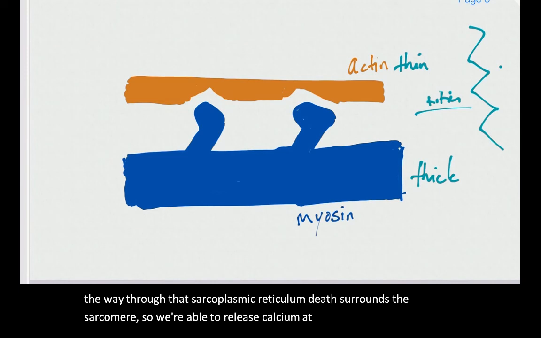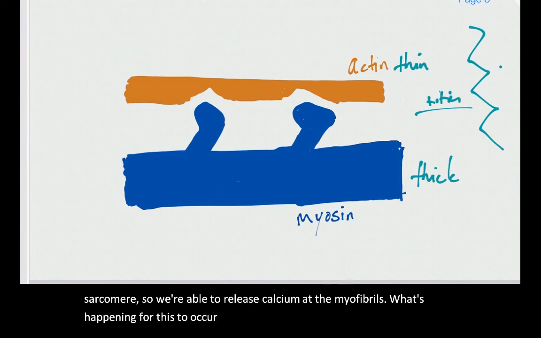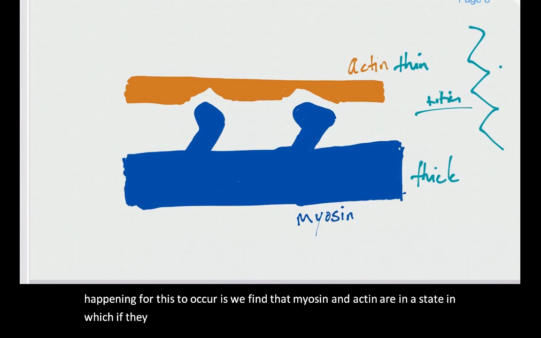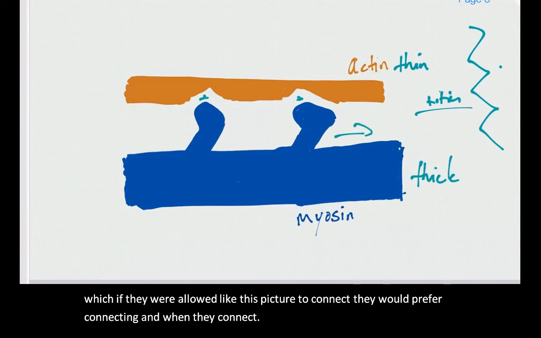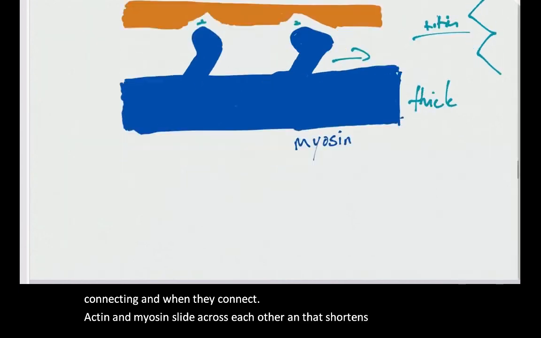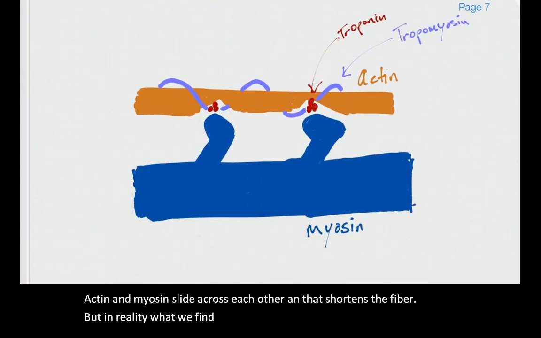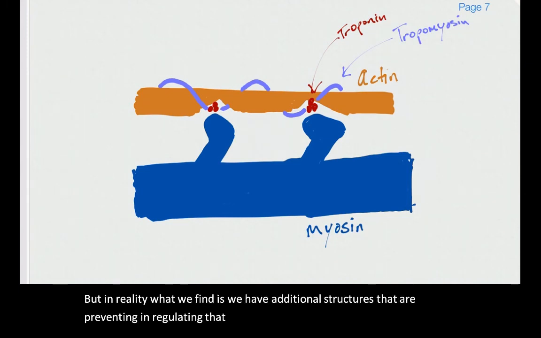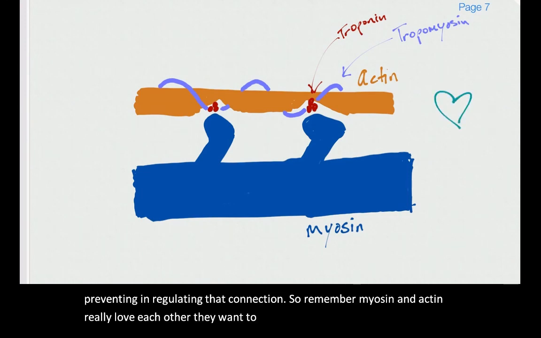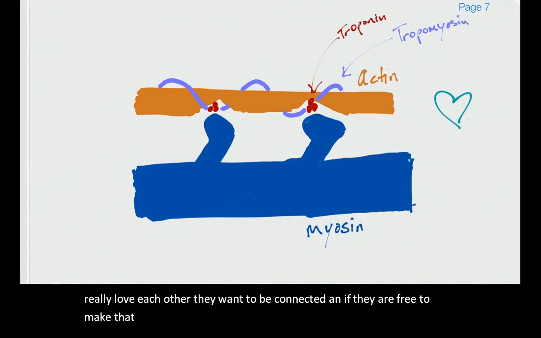So what's happening for this to occur is we find that myosin and actin are in a state in which if they were allowed, like this picture, to connect, they would prefer connecting. And when they connect, actin and myosin slide across each other, and that shortens the fiber. But in reality, what we find is we have additional structures that are preventing and regulating that connection. So remember, myosin and actin really love each other. They want to be connected. And if they're free to make that decision, they will connect together permanently.